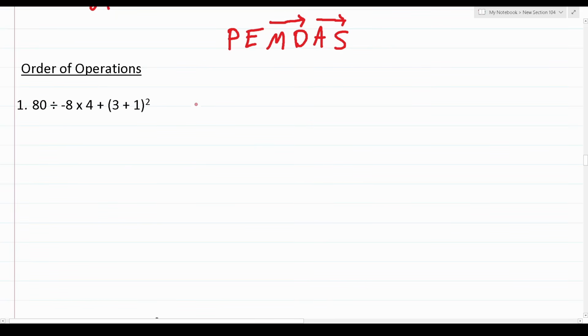So let me copy this expression off to the side here. Again, we have 80 divided by -8 times 4. That's not an x, that's times 4, plus parentheses 3 plus 1 squared. All right, so let's get started by looking through this expression for parentheses. And in this case, we do have parentheses. Inside parentheses here, we have 3 plus 1.